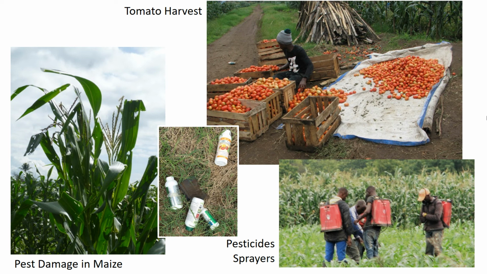Some of the issues that I just mentioned are pest damage in the crops and use of pesticides. The farm is still very profitable. Tomatoes are sold in local towns and in Arusha. And it also provides some employment to people who do not have a plot. In the lower right corner, you can see day laborers.